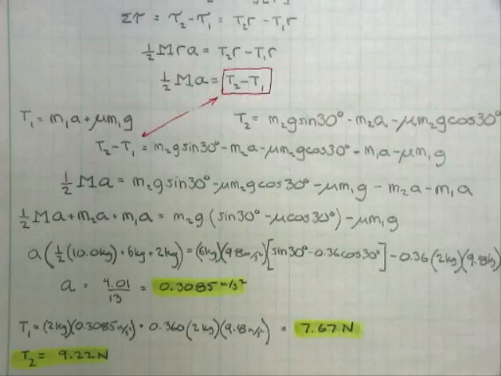And then you're also asked to solve for T1. What is the tension in 1 and what is tension 2? We can go right back up to where we had already solved for that. We had said that T1 is equal to m1 a plus mu times m1 g. Just plug and chug and you get 7.67 newtons. And for T2, 9.22 newtons. And if you want to, you can check the answer in the back of the book, and we should have the same thing.